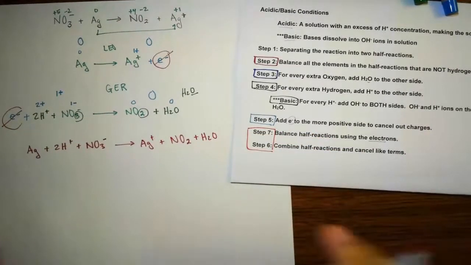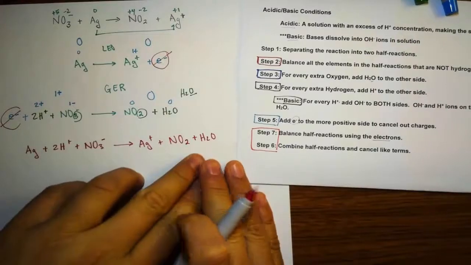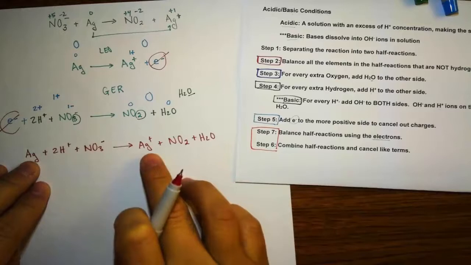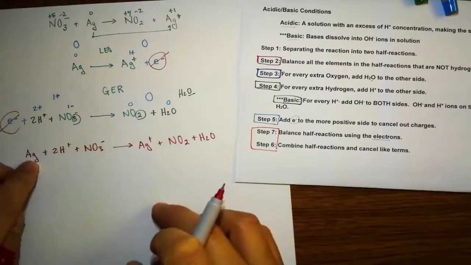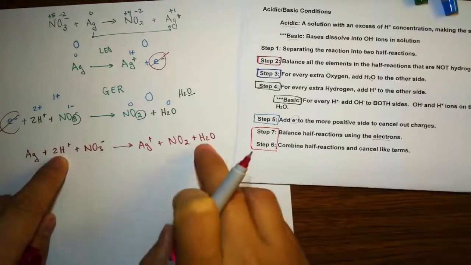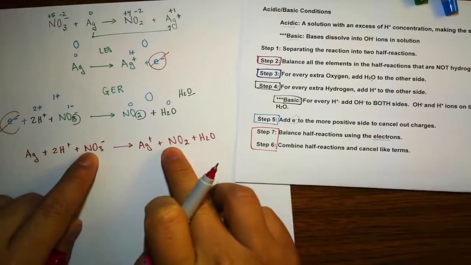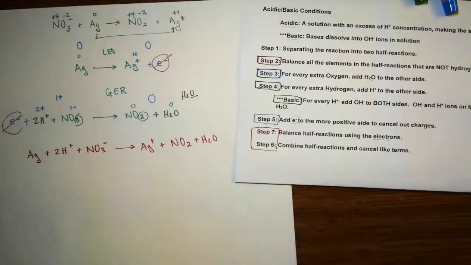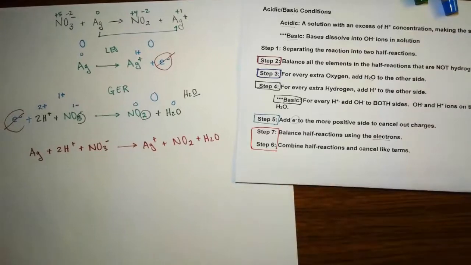Beautiful. And do we have any like terms that we need to cancel out? That means, do we have water over here? Do we have water? No. We have Ag, but that's Ag plus. So let's check again. We have 1 Ag, 2 hydrogen, 2 hydrogen, 1 N, and how many oxygen? Oh, we have 3 here, and 2 plus 1 gives you 3. And there you go. It is balanced.